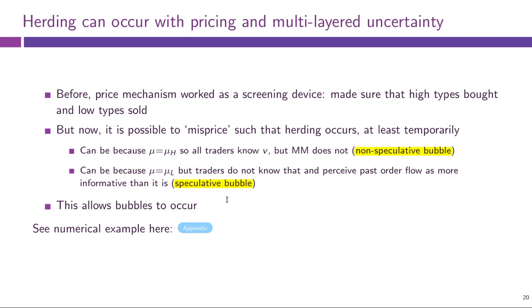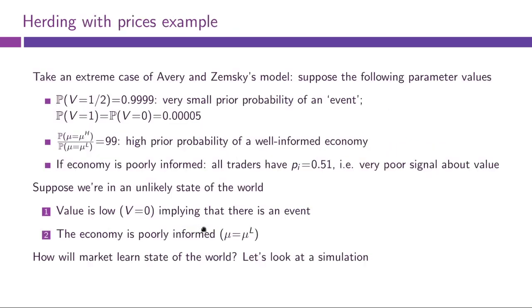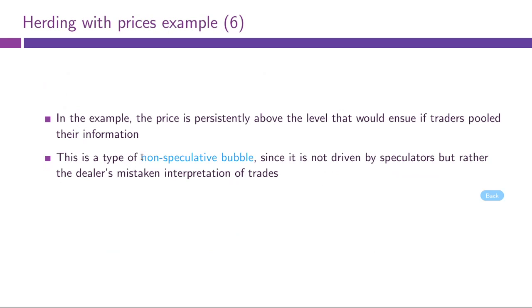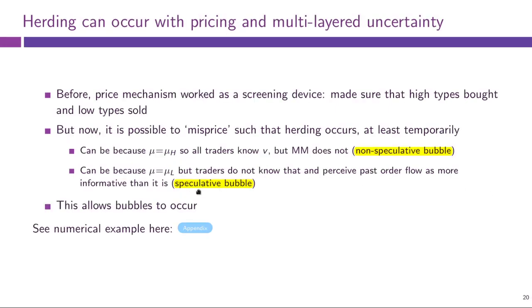And on another point, in this example in the appendix, this is wrong. I'll need to fix this. This is an example of a speculative bubble, according to the definitions that I just gave you here. So I will fix that.